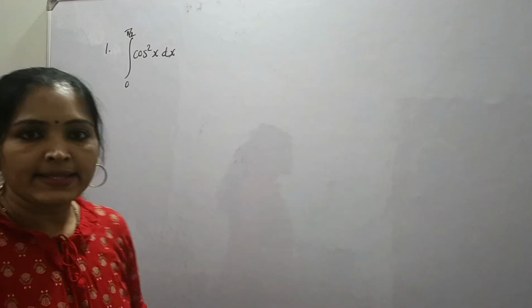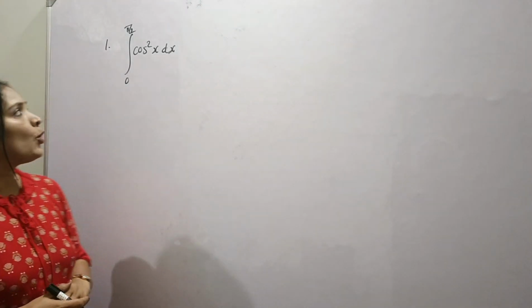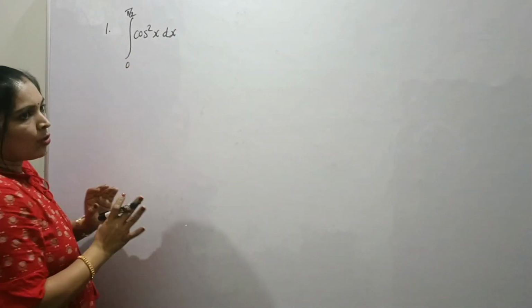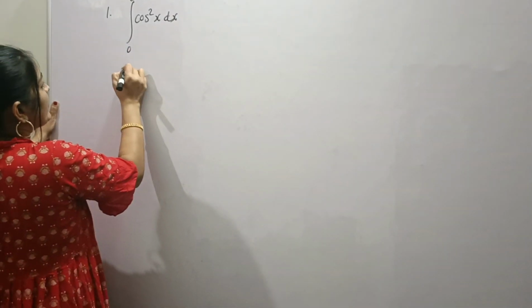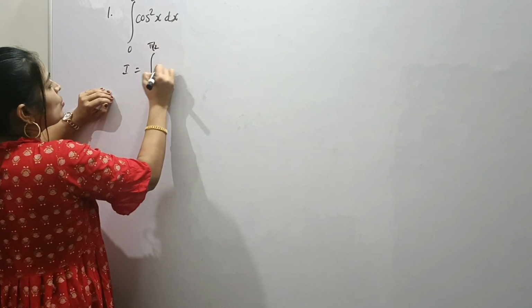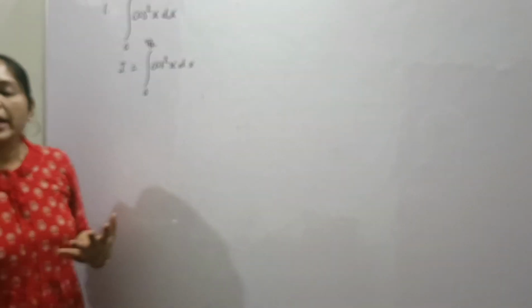Now let's go through exercise 7.11. First question, integral 0 to pi by 2 cos square x dx. First of all, let this integral be I. Let I is equal to the given integral, integral 0 to pi by 2 cos square x dx. After that, here we will apply a property.